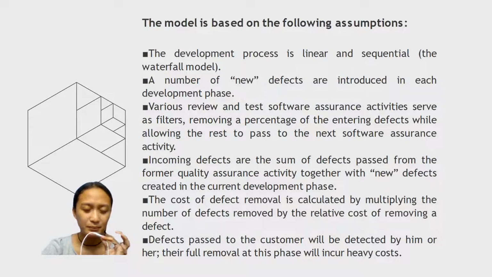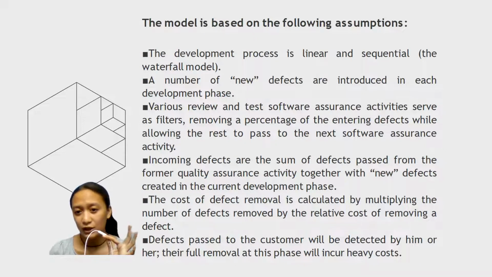The model is based on the following assumptions. The development process is linear and sequential, which is the waterfall model, and a number of new defects are introduced in each development phase. Various review and test software assurance activities serve as filters, removing a percentage of the entering defects while allowing the rest to pass to the next software assurance activity.